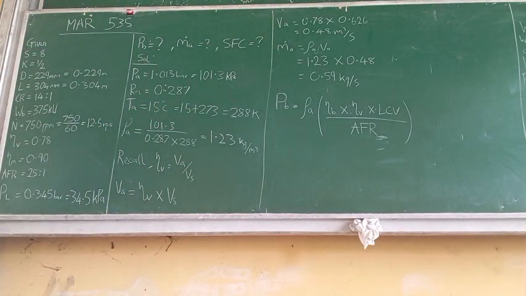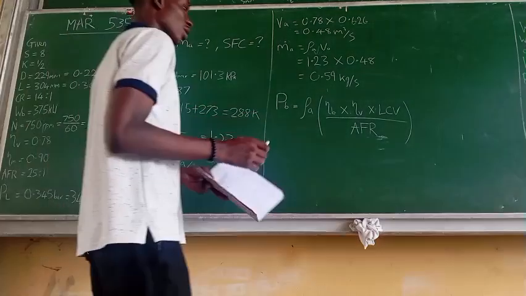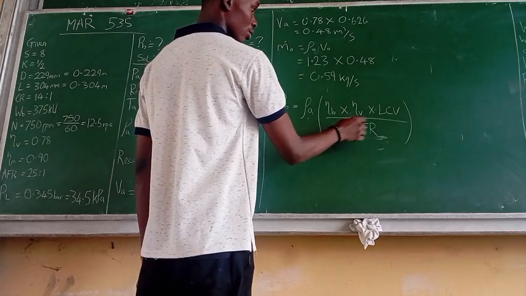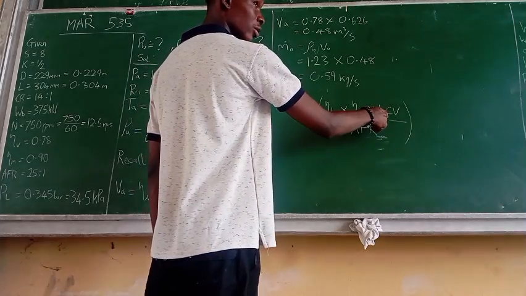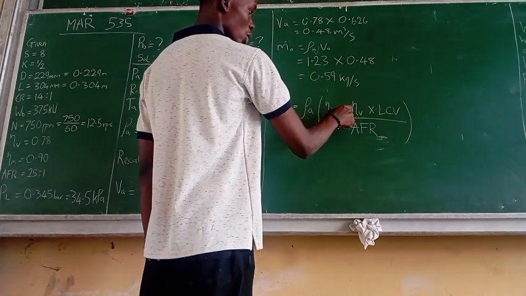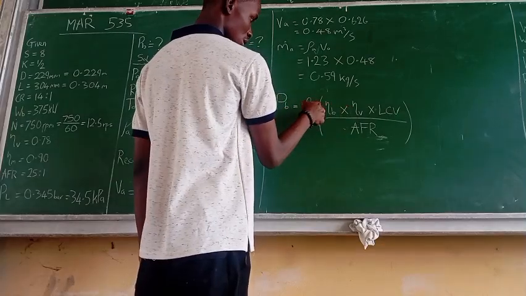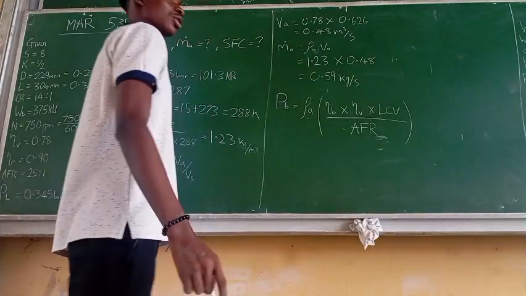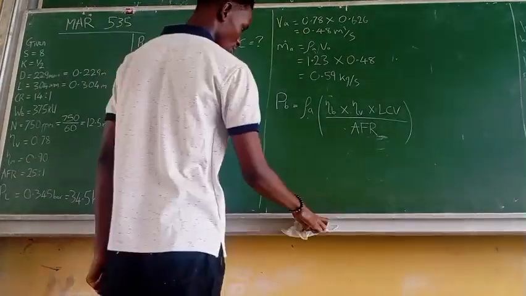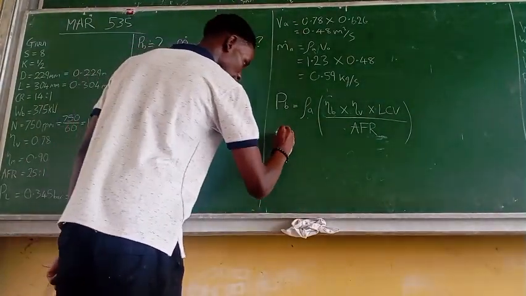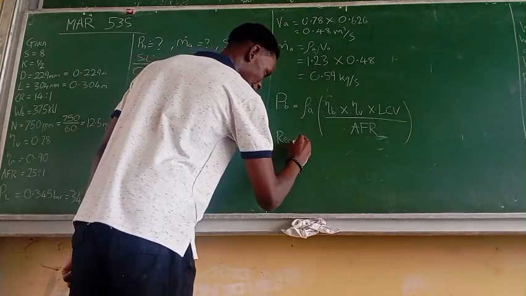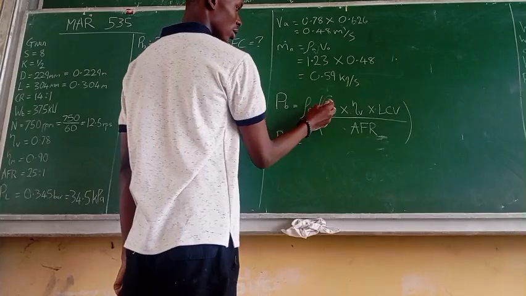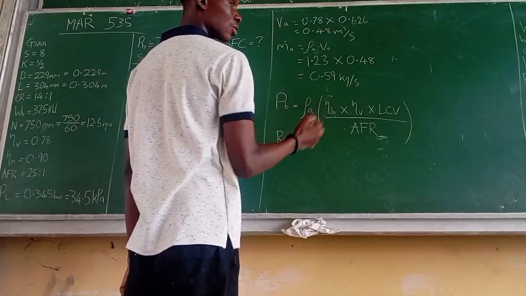What are we finding now with this formula? Now we have this formula. We have our density of air, we have our F4 ratio. In the question, we were given our LCB. We were given our volumetric efficiency. What we need is just your brake thermal efficiency. Recall, this is the only value that we don't have.